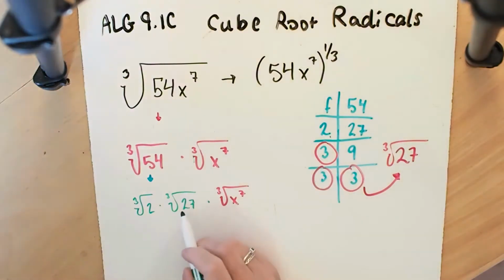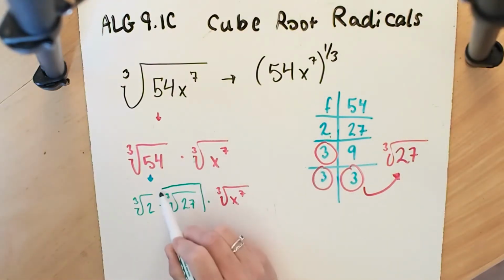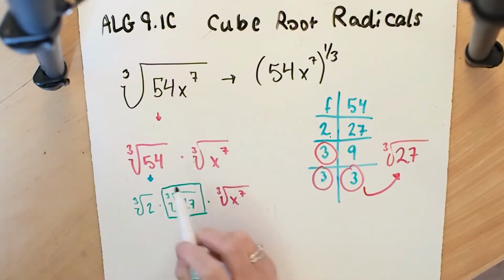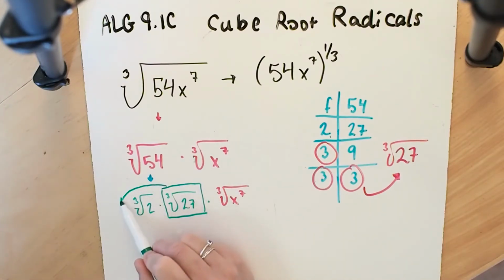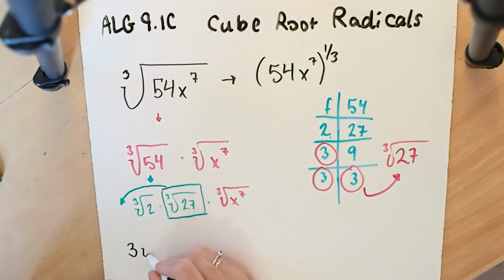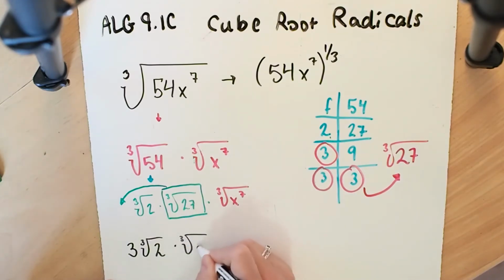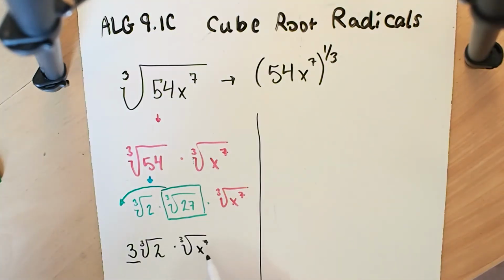Once we do this, I know that the cube root of 27 is 3, which automatically means it comes over here on the outside of the radical. I'm going to write 3 times the cube root of 2 times the cube root of x to the 7th. So I've simplified this and I move it to the outside where it is free of the radical. Now that I've done that, I see that, well, 3 can go into 7. So I'm going to have to simplify this as well.